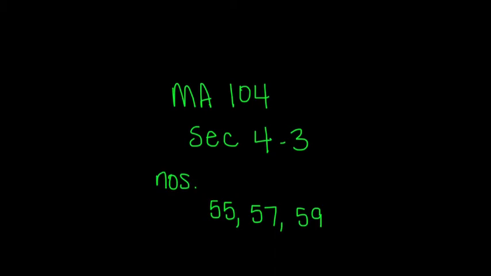This is MA 104, Section 4.3, numbers 55, 57, and 50. We're asked to write this polynomial as a product of linear factors. To do that, we first need to come up with possible rational zeros.